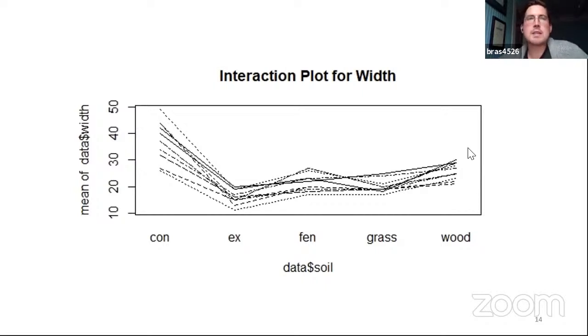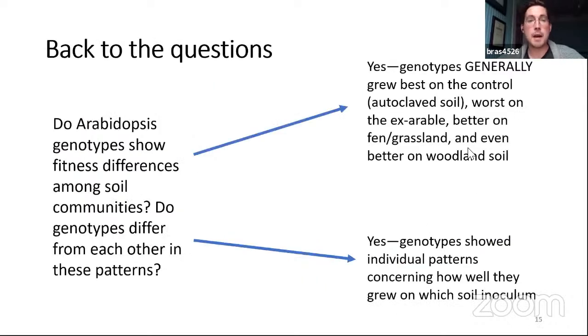And so how do we move forward now that we can comfortably say that yes, there likely are these fitness differences? Back to the questions, I should clarify first. Do Arabidopsis genotypes show fitness differences among soil communities? And do these genotypes differ from each other in these patterns?